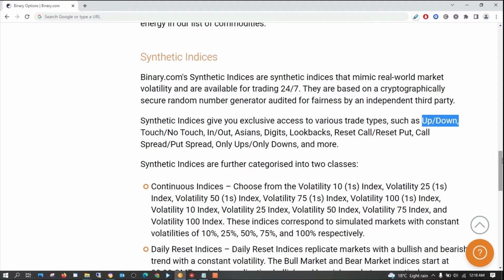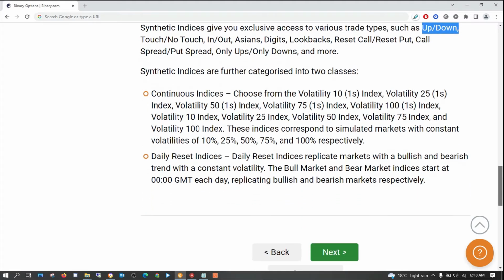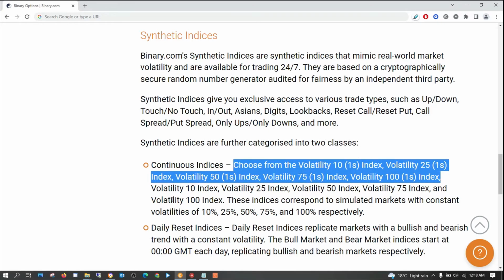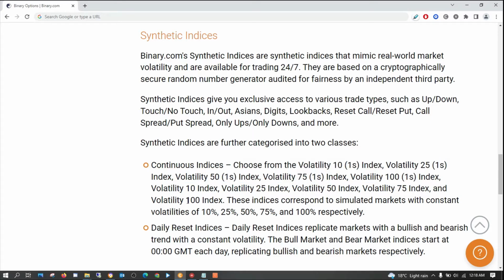So now for synthetic indices, there are still some categories that are made on the synthetic indices. Now we have continuous indices. Okay, for continuous synthetic indices, you choose from the Volatility 10 (1s) index, Volatility 25 (1s) index, 50 (1s) index, 75 (1s) index, and 100 (1s) index, and that is the 1s. Also we have Volatility 10, 25, 50, 75 and 100. So you'll find that the difference between the 100 index and the 100 (1s) index is that this one's volatility is a little bit faster than this one here.